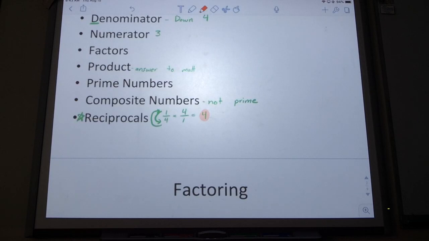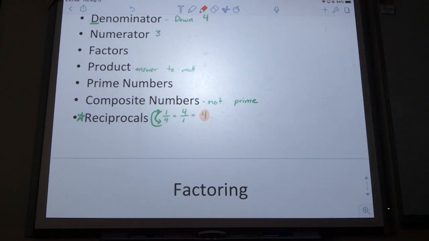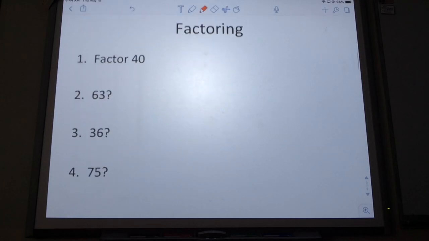Okay, that's a reciprocal. So again, put a star next to that one. That's the main one that will actually be on a test and say, what does this word mean? And it's also one that you will get confused with another word we'll talk about later. So I'll make sure to point that out. All right, factoring.